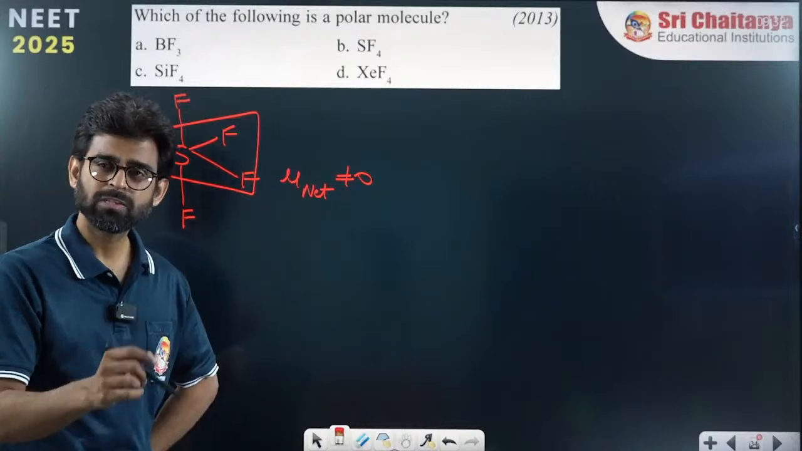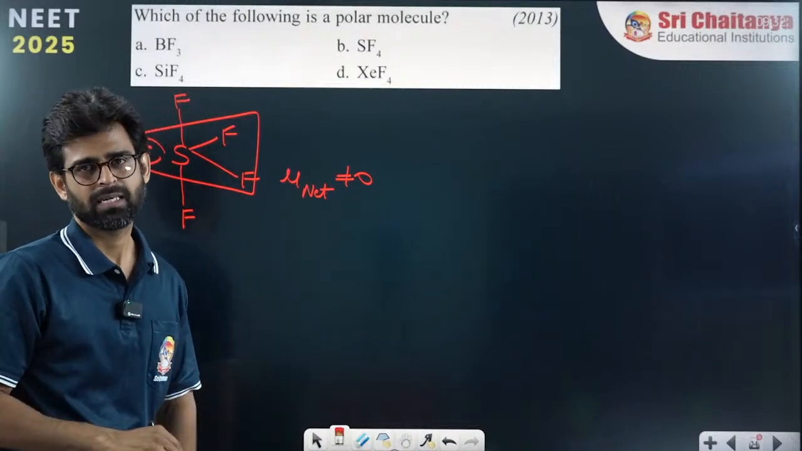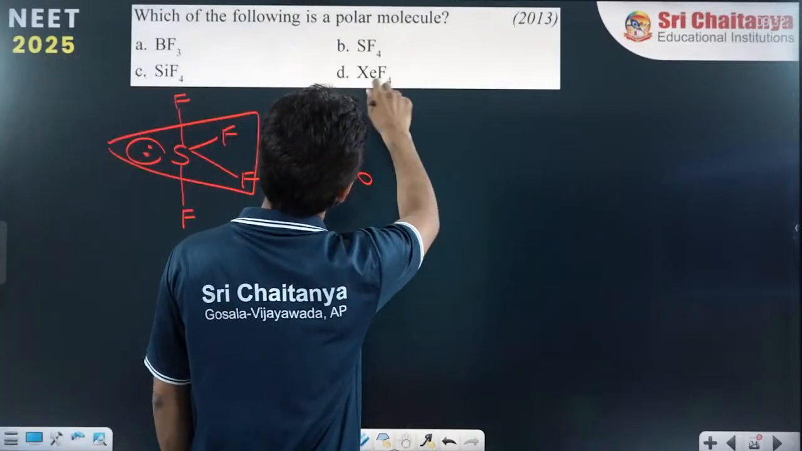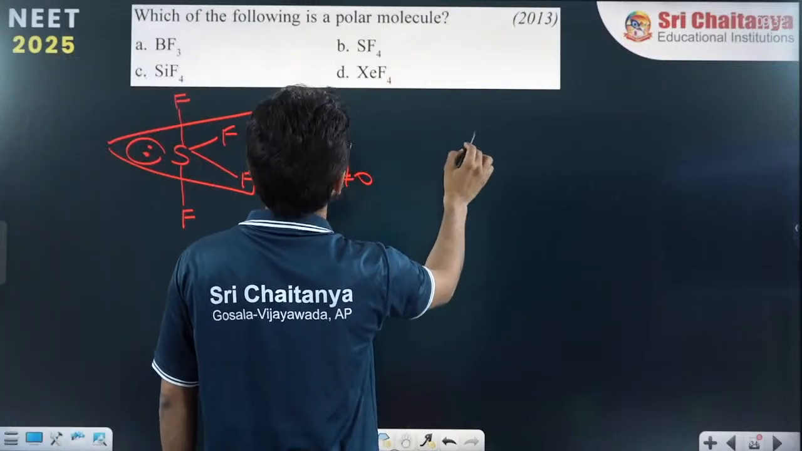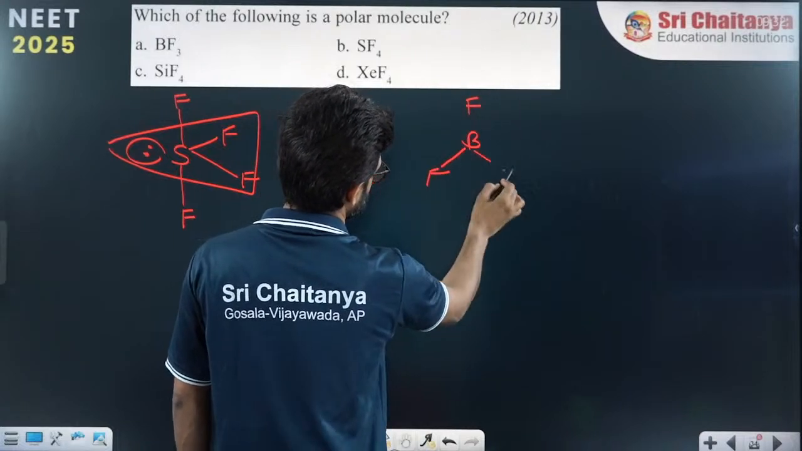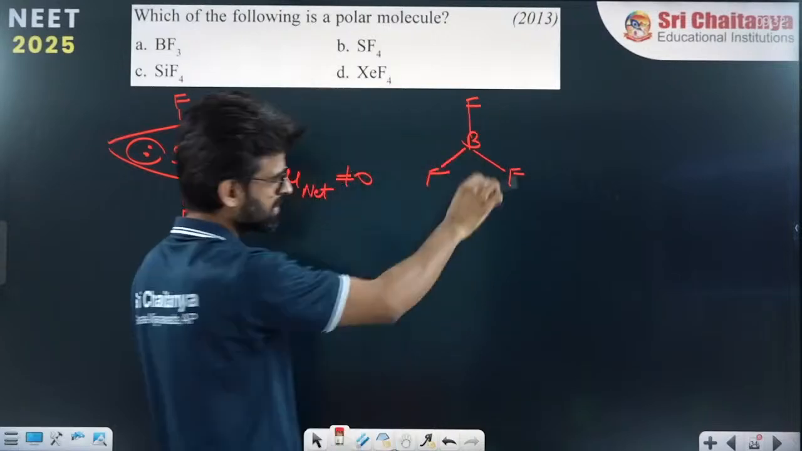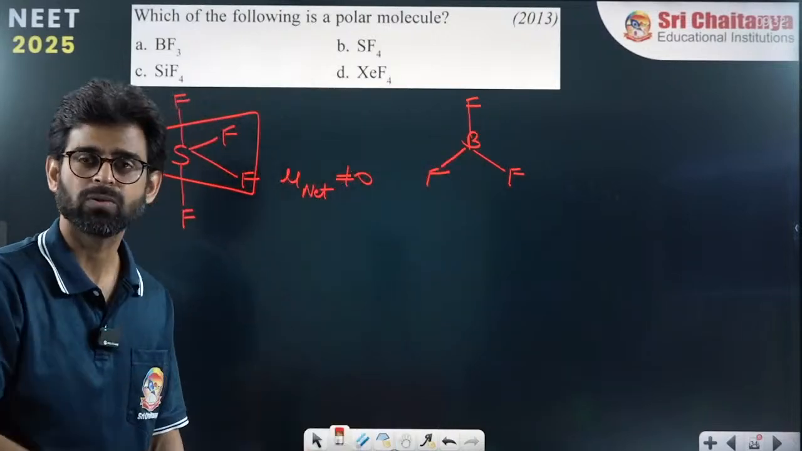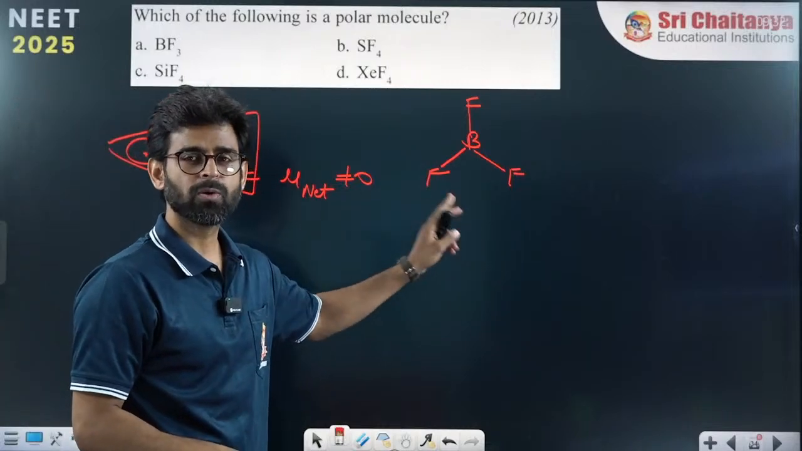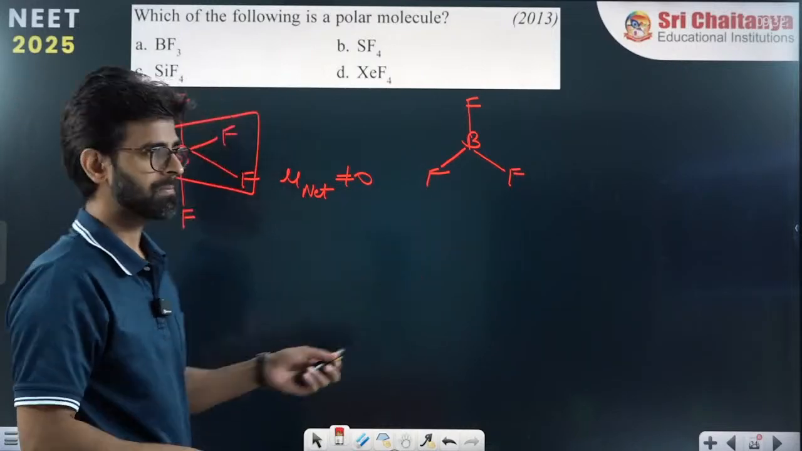A molecule with polar bonds can also be polar. But imagine I am having BF3 or any other such structure you draw. These have polar bonds, but because of net cancellation, mu net becomes 0. So it is a non-polar molecule with polar bonds, right?